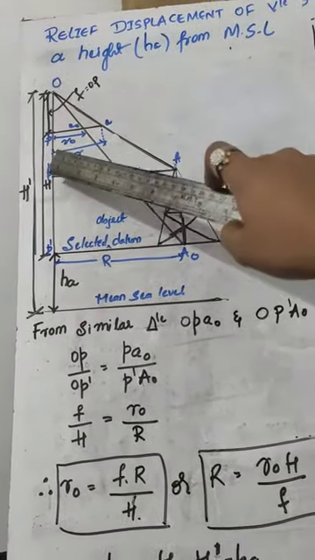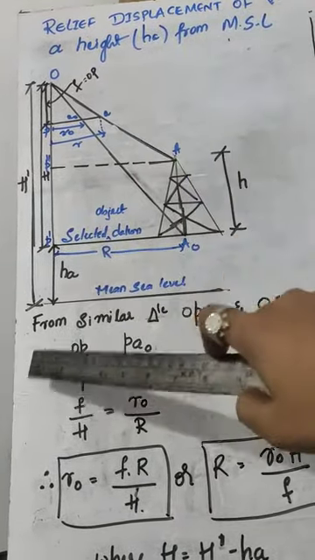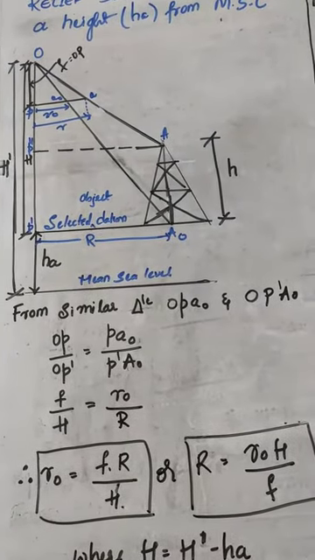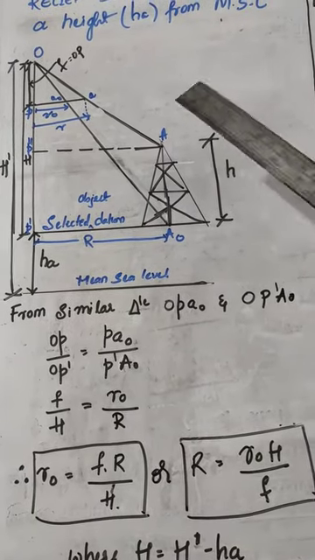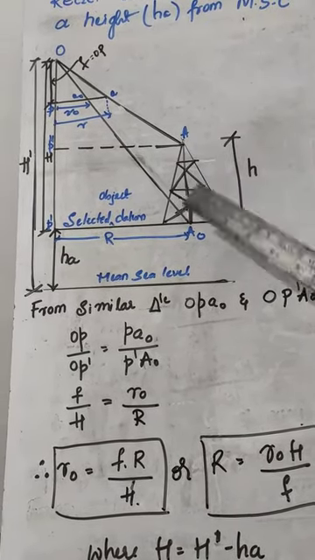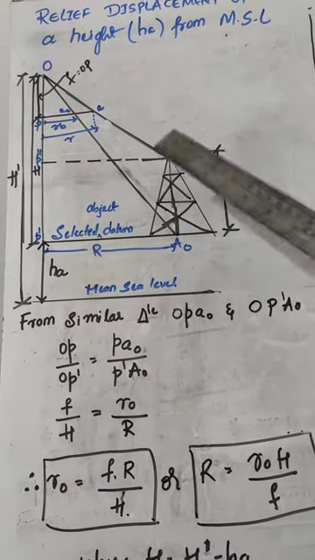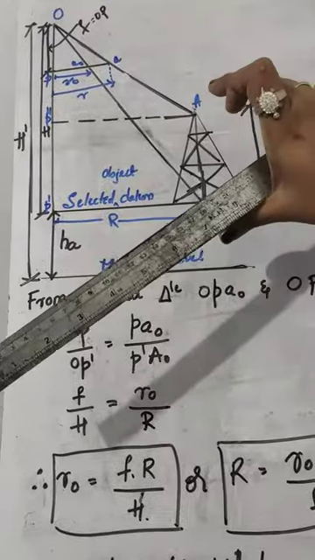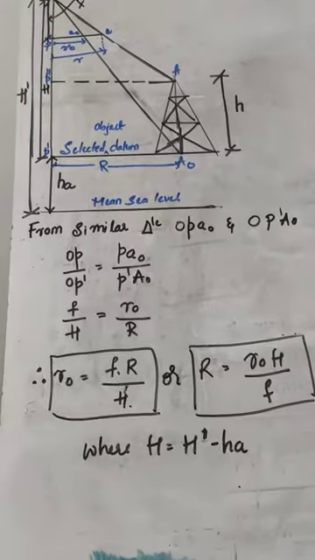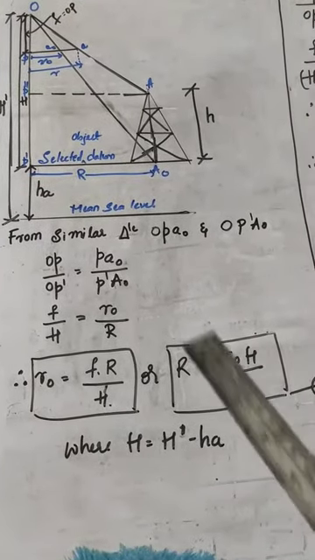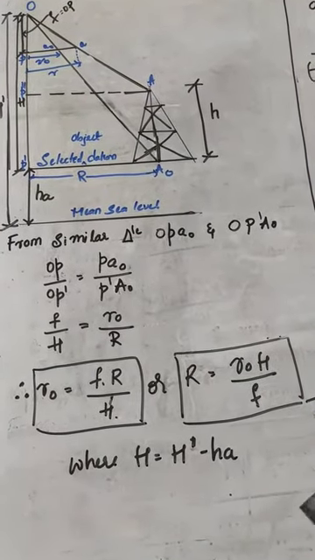O is the exposure station, H is the flying height, and this is the height from the datum line, where R is the radial distance on the ground, and small r and r0 are the radial distances on the photoplane, where A is the top of the tower and A0 is the bottom of the tower, where H is the elevation of the tower, that is the total elevation of the tower from the selected datum.